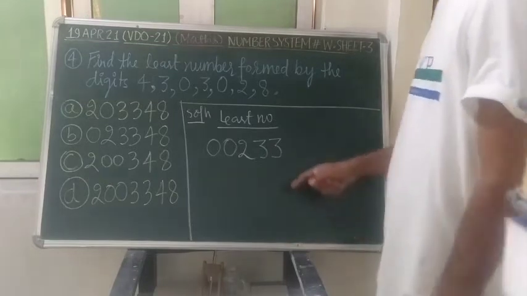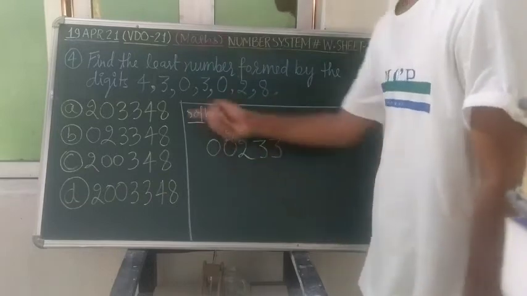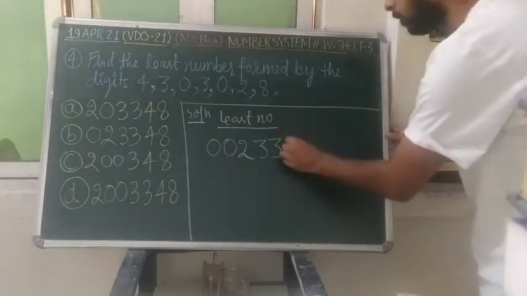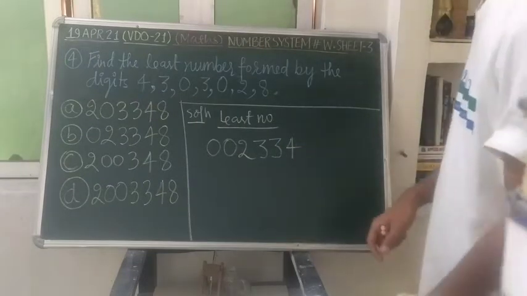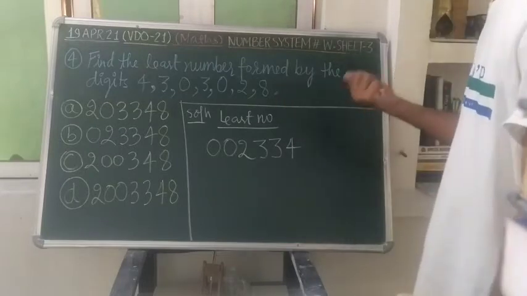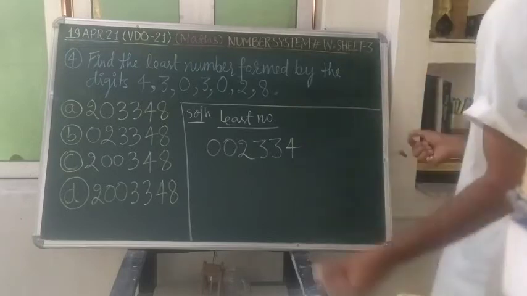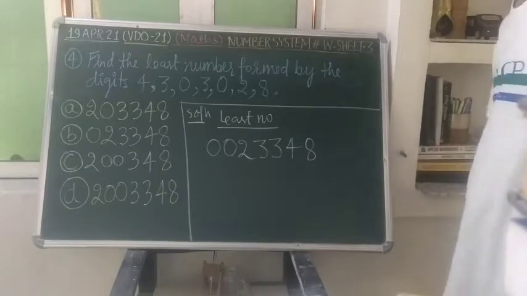Then the digit bigger than 3 is 4, and 4 is present here and that is present one time. So this 4 I will write here. Then after 4, 5 will come, 5 is not present here, 6 is not present here, 7 is not present here, 8 is present here and that is one time, 8 I will write.